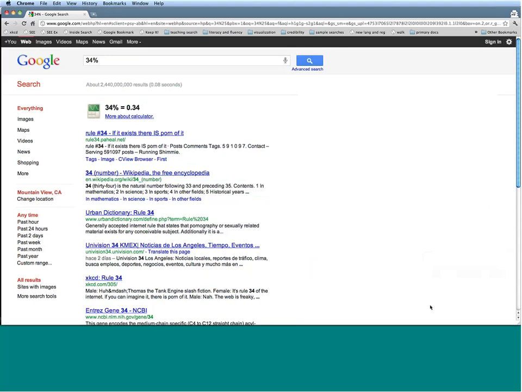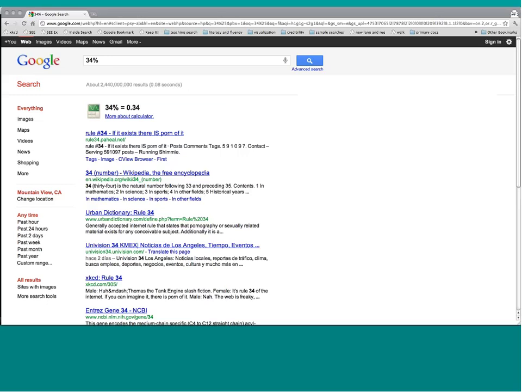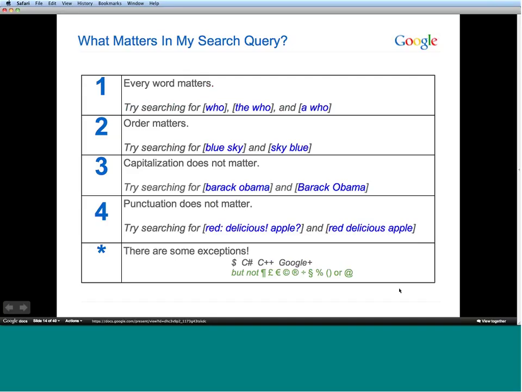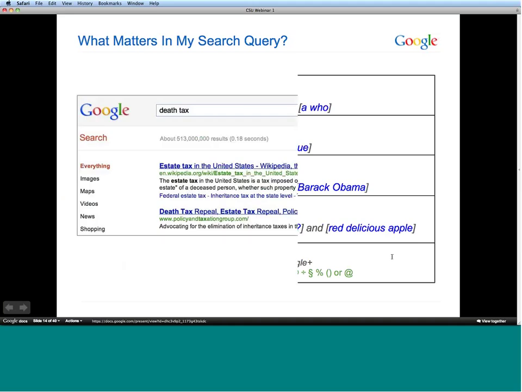So generally speaking, the things that matter and that Google can see are the dollar sign. We can see a sharp sign or hashtag, so that you can look for Twitter hashtags, you can look for C#, and we can do ++ for C++, and we can do plus for Google+, but we otherwise don't see plus signs. So generally speaking, if you have punctuation in your search, you need to come up with some sort of workaround.